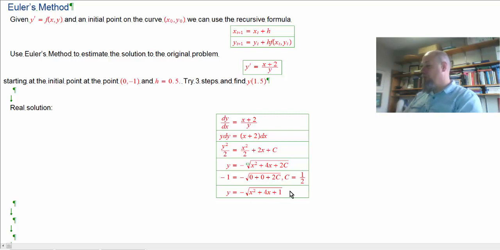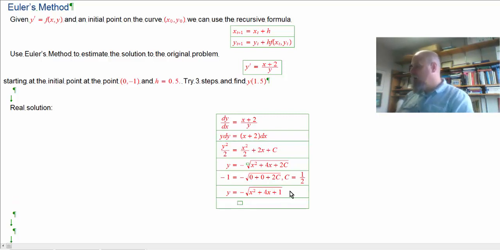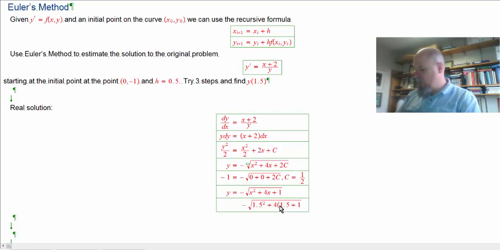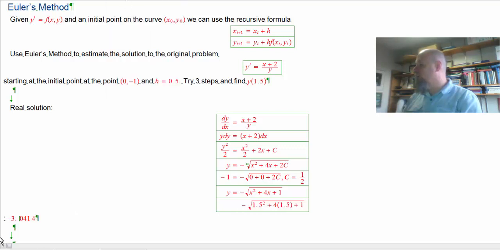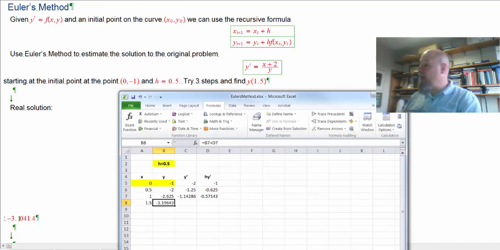How close am I? How close is my answer? Well, what's the actual value? When x is equal to 1.5, what do I get for a y value? I'm getting minus 3.04. The actual real answer is minus 3.04; my approximation was minus 3.19. All right, so it's not perfect, but it's not too bad.